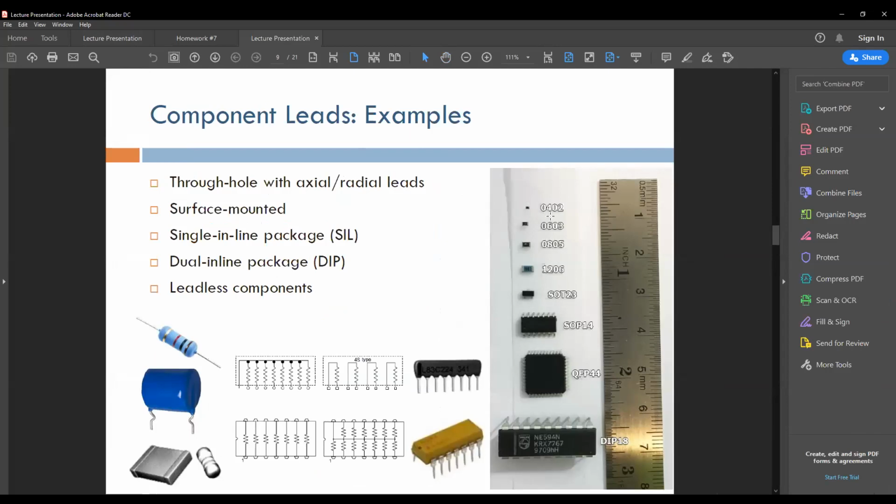This one here, 0402, has a very different footprint from, for example, this 1206. They are both resistors, by the way, but actually have very, very different footprints. Footprint means that if you look at the area of the component itself, this is the footprint on the printed circuit board.